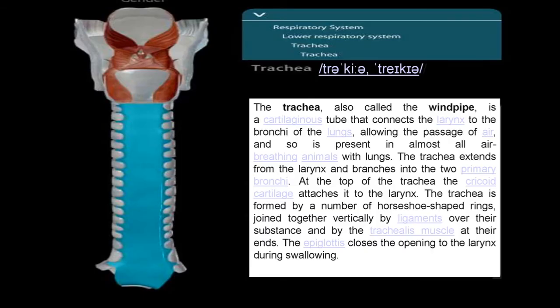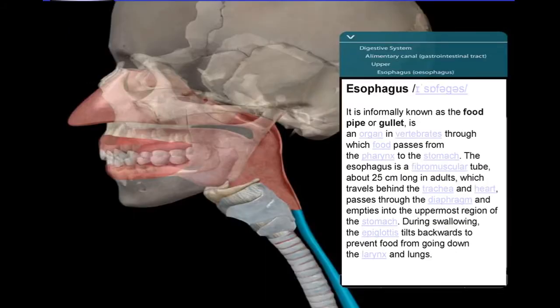The trachea, also called the windpipe, is the cartilaginous tube that connects the larynx to the bronchi of the lung, allowing the passage of air, and so is present in almost all air-breathing animals with lungs. The trachea extends from the larynx and branches into two primary bronchi. At the top of the trachea, the cricoid cartilage attaches it to the larynx. The trachea is formed by a number of horseshoe-shaped rings joined together vertically by ligaments and by the trachealis muscle at their ends. The epiglottis closes the larynx during swallowing.